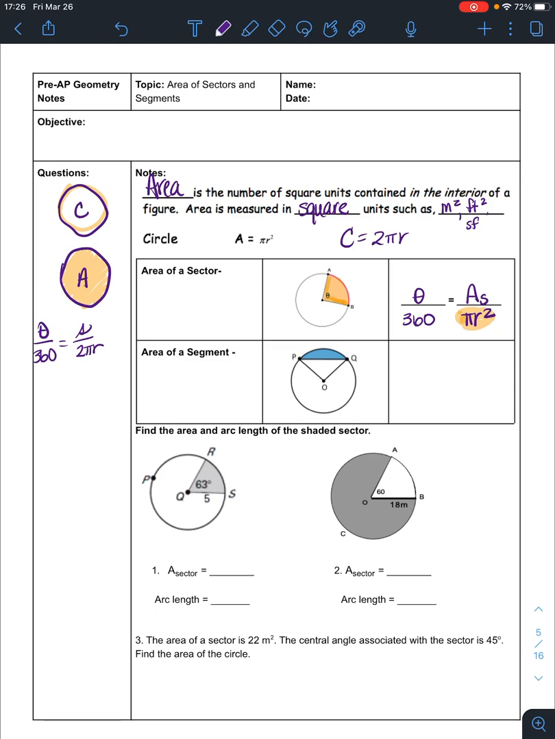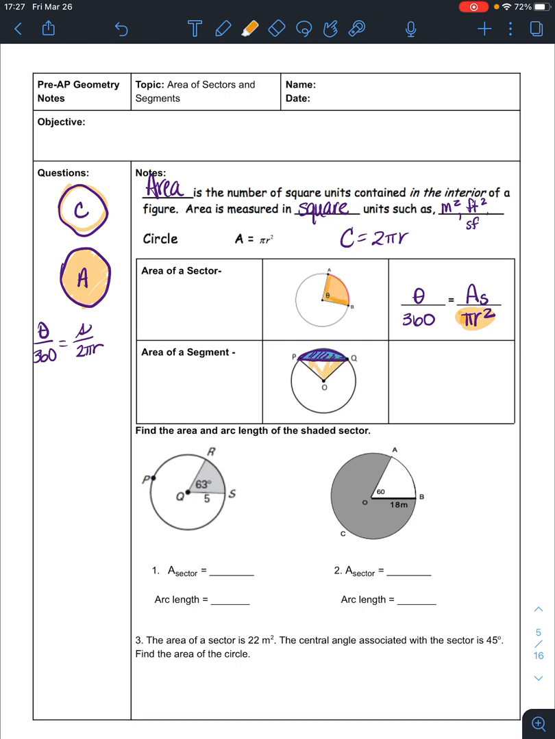Then when we get to the area of a segment, it is this little piece. It's the space that's enclosed behind the chord in a circle. So we have chord PQ. So it is the space that's enclosed between the arc PQ and chord PQ. And so that is our segment.